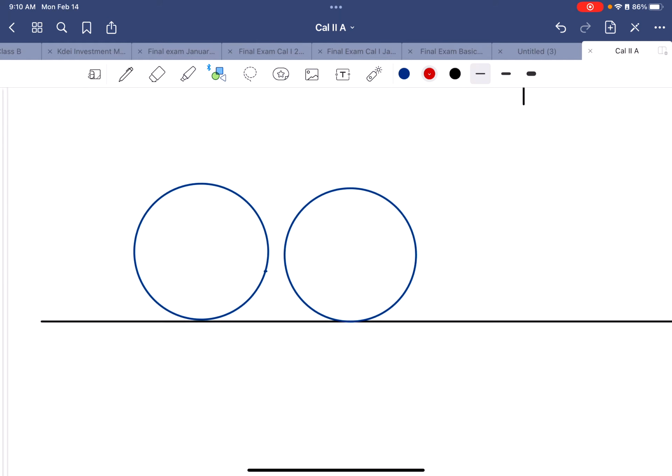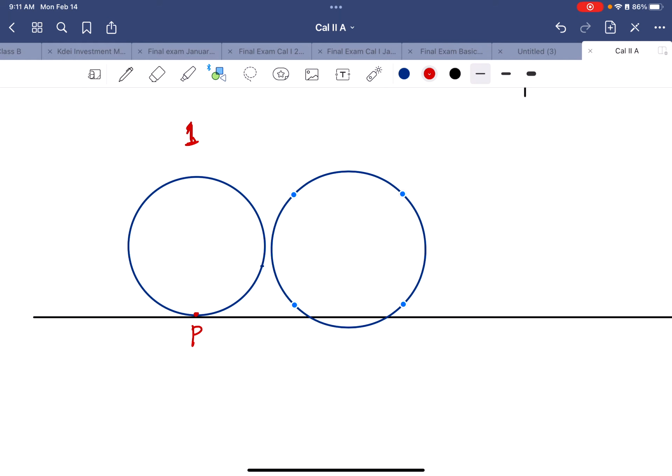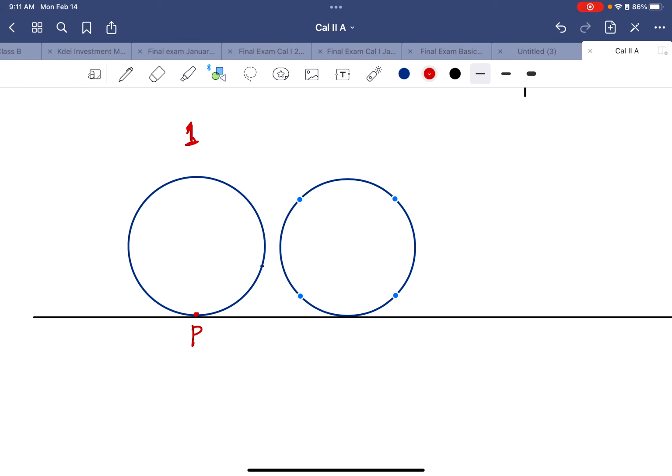Imagine you have the circle. Let's observe the first circle, the left one, and let's make a point, this point P. Imagine the circle here is moving. Imagine this circle is moving.